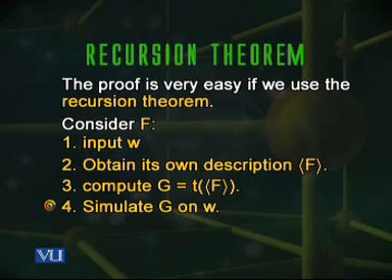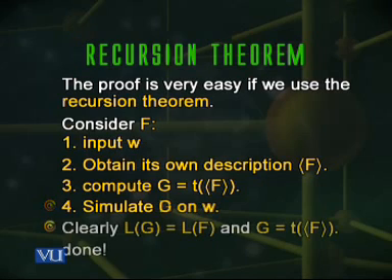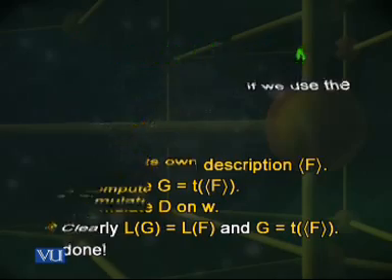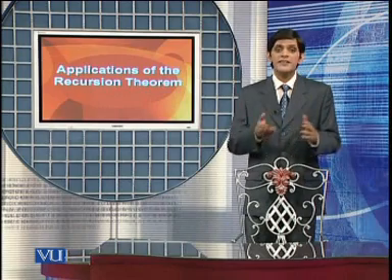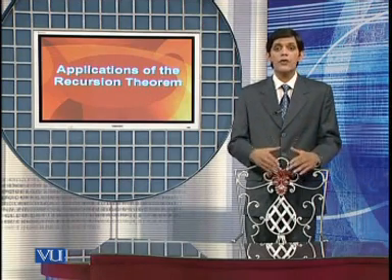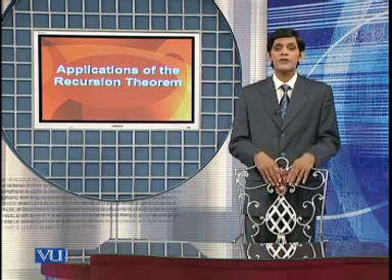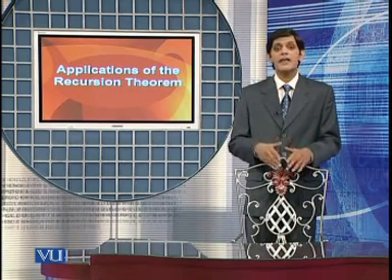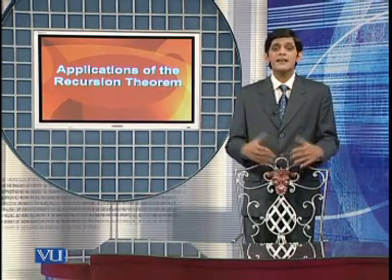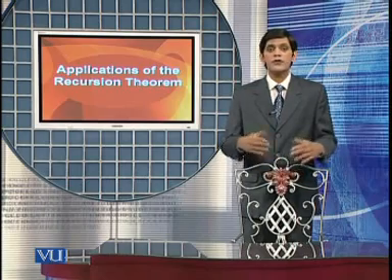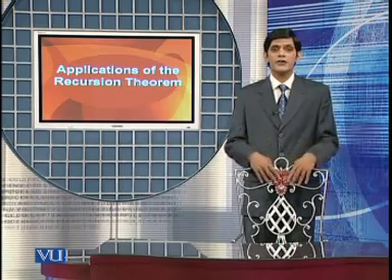So, what will be the language accepted by this Turing machine? Well, the language accepted by F would be exactly the same as the language accepted by G, because it's computing G and then simulating G on its input. However, G is the scrambled copy of F. So the language accepted by this Turing machine is exactly the language accepted by a scrambled copy of this program. And thus, the fixed point theorem is proved. It was not hard at all, simply because we had all the power of the recursion theorem.